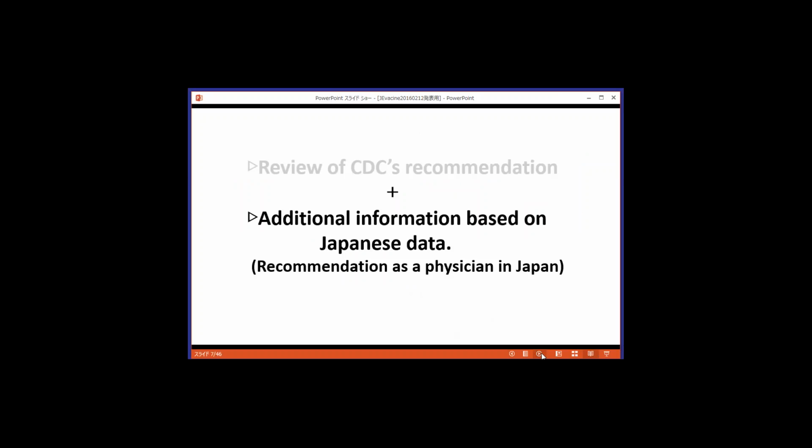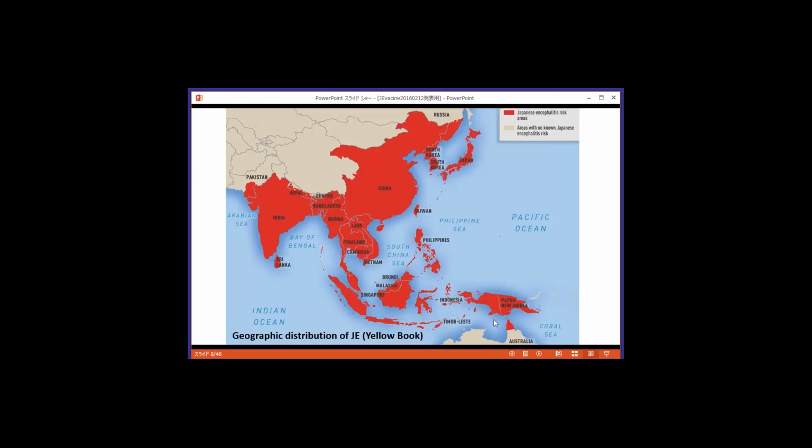Slide 8. The CDC health information for international travel, commonly called the Yellow Book, shows wide areas from Southeast Asia, Central Asia to West Asia, including Japan, are risky for Japanese encephalitis. But in this map, we cannot know the degree of the risk. So I show you a map from a Japanese textbook.